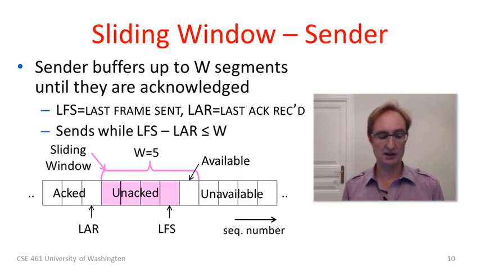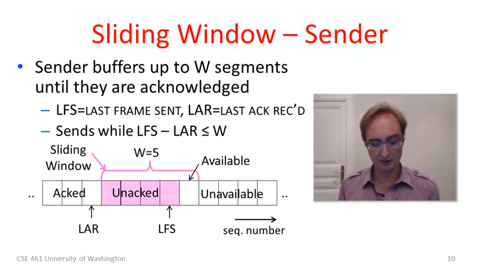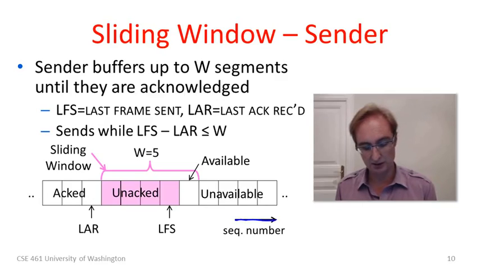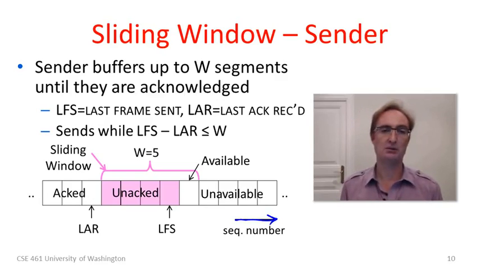So this is what happens at the sender. Now, the picture below is showing you the buffering as a function of the sequence number space. So sequence numbers go up to the right here. So the segments of data go along to the right in this picture. The sender is allowed to buffer up to W segments of data until they're acknowledged. So this is information that's been sent and not yet been acknowledged. The sender needs to buffer this because if it's not acknowledged, the sender is going to have to retransmit it, so it better have a copy.